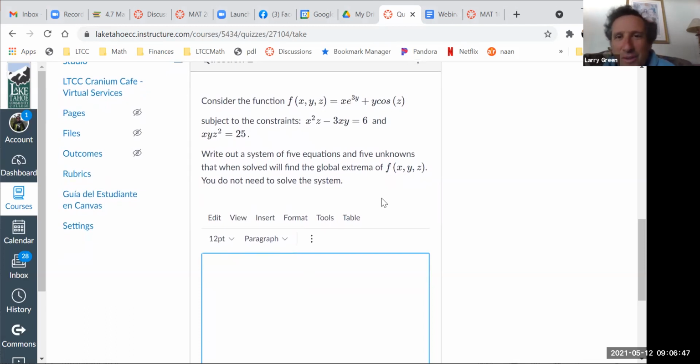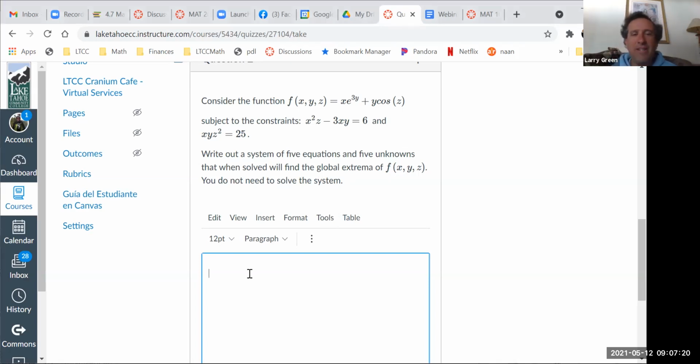Let's go to number 2. Number 2 is: consider the function f of x, y, z equals x e to the 3y plus y cosine z, subject to constraints x squared y minus x squared z minus 3xy equals 6, and xyz squared equals 25. Write a system of 5 equations and 5 unknowns that when solved will find the global extrema of f of x, y, z. You do not need to solve the system.